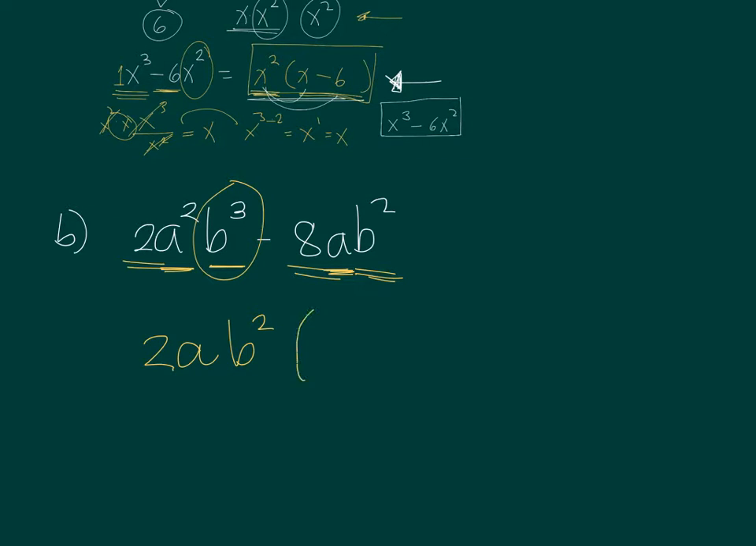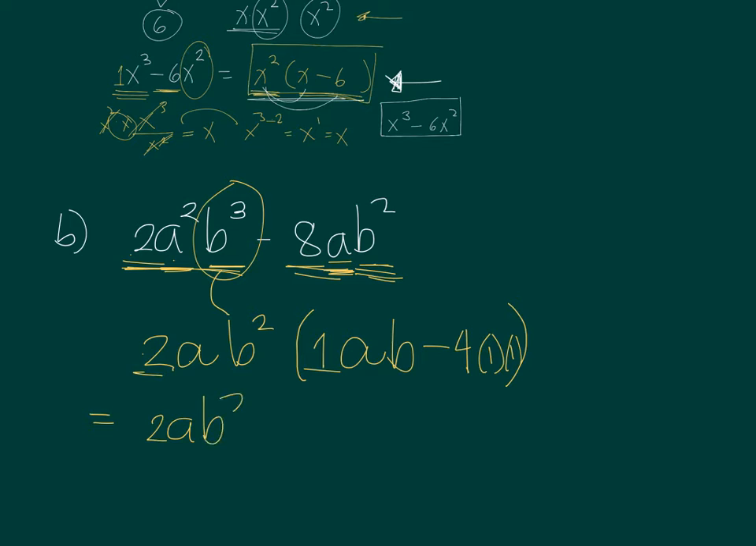So b squared is b squared, but b cubed is b squared times b. Once you factor out the greatest common factor, you perform division. So 2 divided by 2 is 1. A squared divided by a is a. B cubed divided by b squared is b. And then you do the same for 8ab squared. 8 divided by 2 is 4. A divided by a is 1, and b squared divided by b squared is also 1. So when you simplify, this is 2ab squared, 1ab is ab, 4 times 1 times 1 is 4.